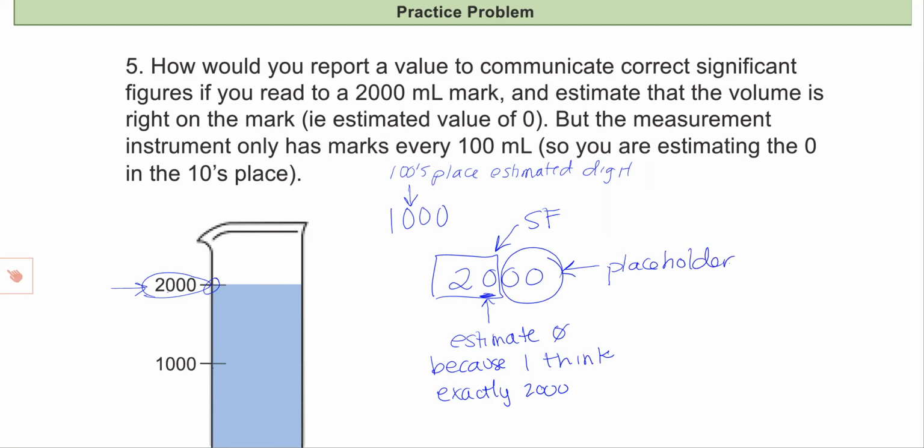And the challenge is, how do I report this number so I let people know the difference between the two? I can't place a decimal place anywhere other than at the end, but if I place a decimal place here, then it means I would have 4 significant figures, and that's not right. I only have 2 significant figures, and this is where scientific notation comes in.